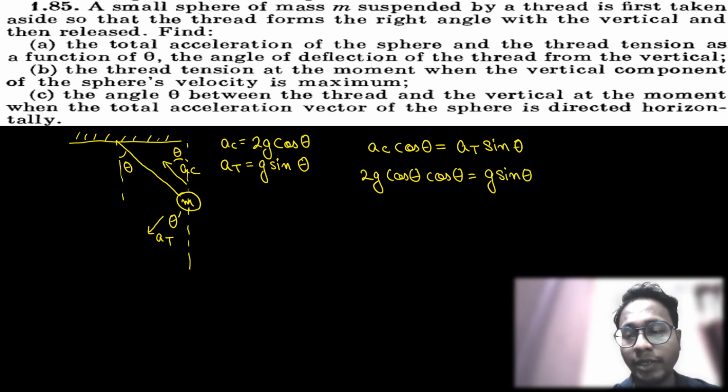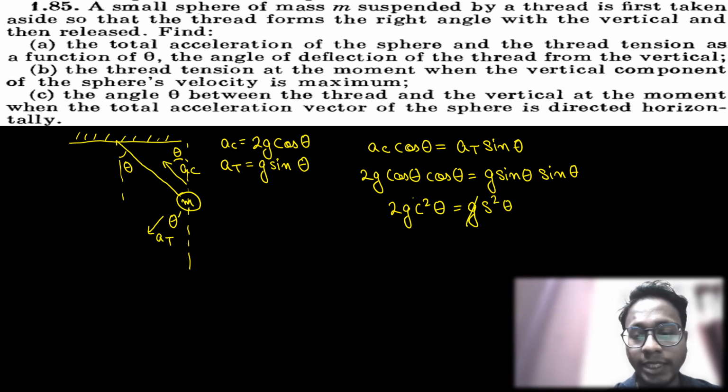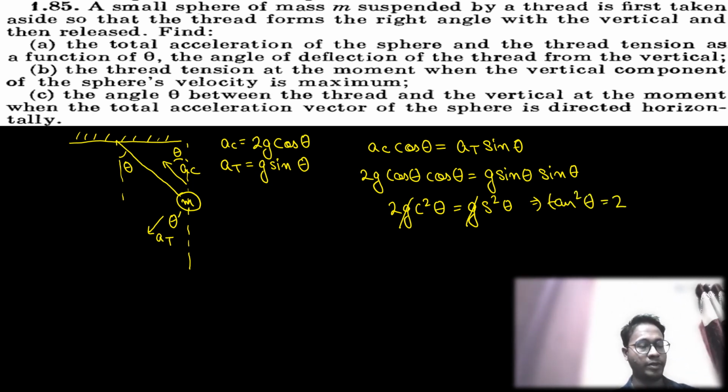What is the value of AC? 2g cos theta into cos theta. What is the value of AT? g sin theta into sin theta. So 2g cos square theta is equal to g sin square theta. Okay, g and g would get cancelled, so tan square theta is equal to 2.